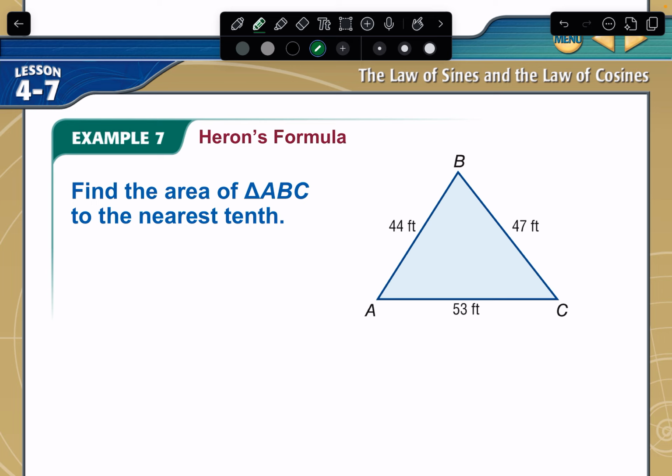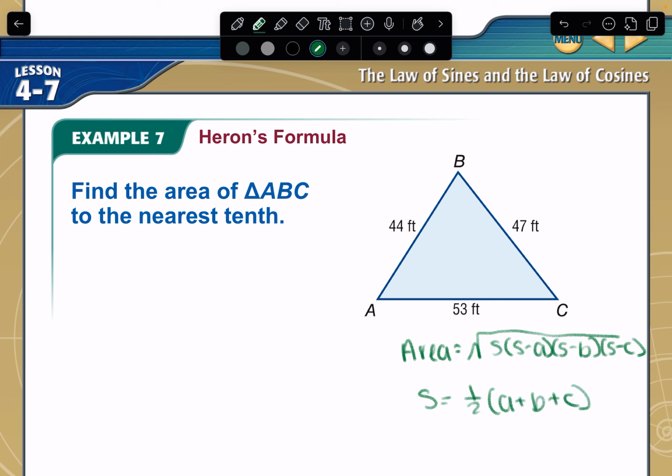So the way these questions are going to be worded, they are going to ask you to find the area to the nearest tenth, and it's going to give you a triangle with 3 side lengths. So to just have both of these formulas here as we are working, and then S is equal to 1/2 A plus B plus C. So S is really just finding the average of all of the sides added together of your triangle, if that makes sense. So the first thing that I need to find is S in order to actually be able to plug into the area.